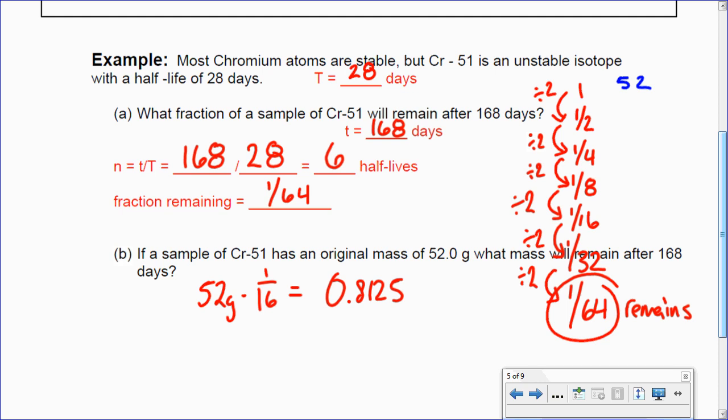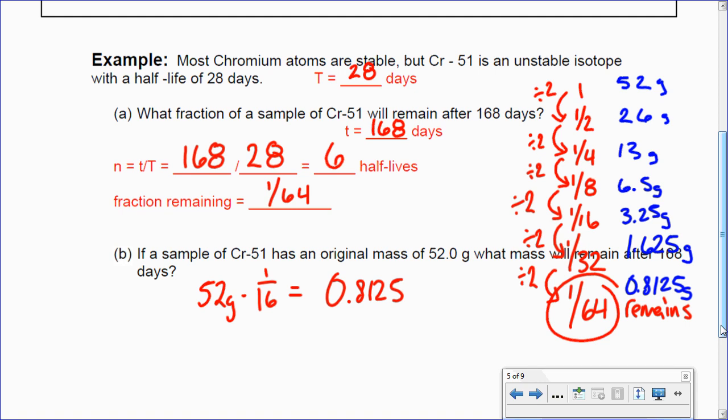The other way to do it, which is over here in blue, if we start out with 52 grams, we divide that by 2 after 1 half-life. So after 1 half-life, we've got 26 grams. Then we divide that by 2 again, we get 13 grams. Divide that by 2 again, we get 6.5 grams. Divide that by 2 again, 3.25 grams. Divide by 2, you see the pattern here. Half-life is all about dividing by 2. And after the last one, 0.8125 grams. So each half-life step is cutting the amount of the sample in half. That's really all there is to it.